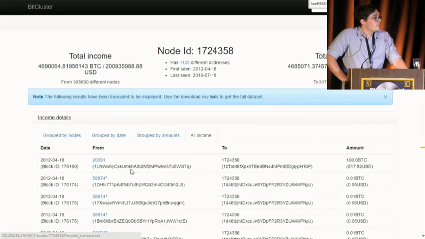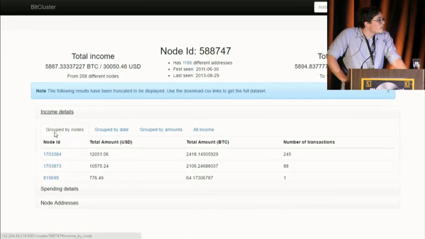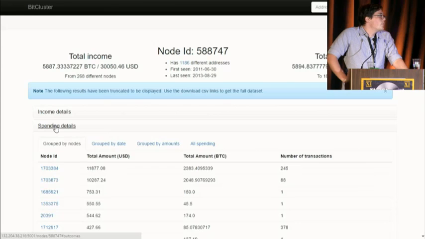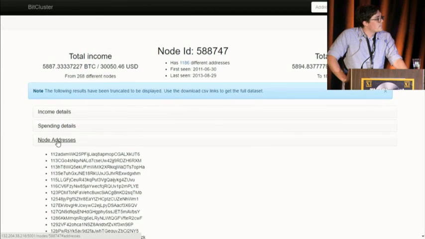Then after, you can just pick a random node and click on it to get information. So you can browse from node to node, just by clicking on different links, and it gives you the same information for the node that you select. It also gives you the income group, the spending details, and the node addresses.